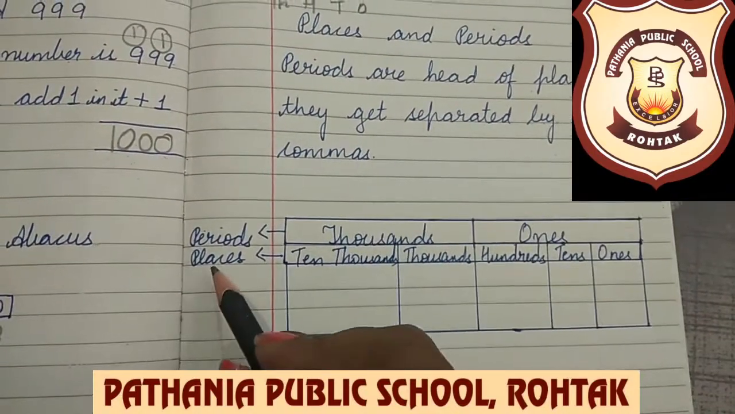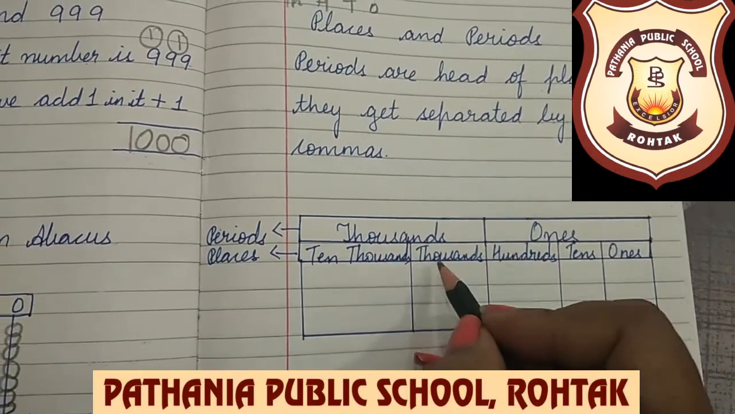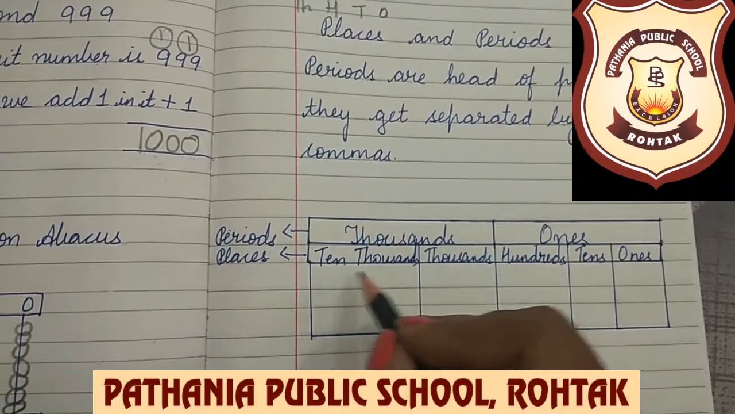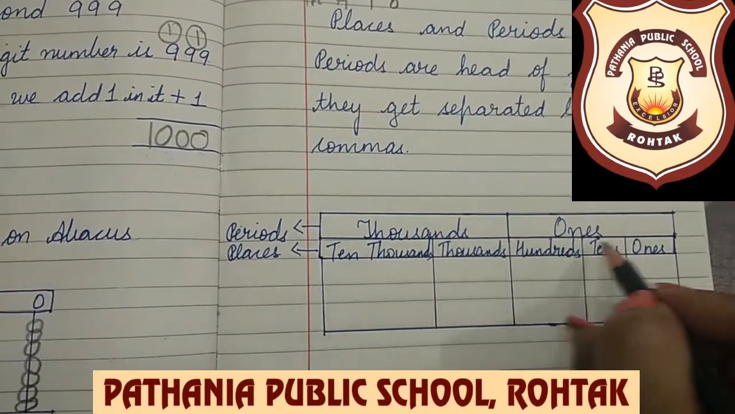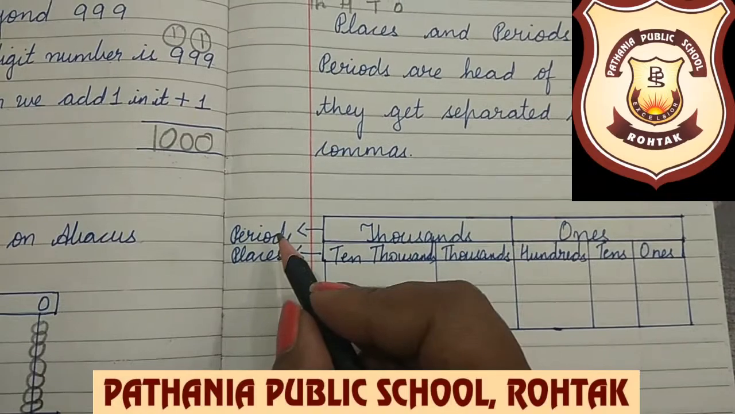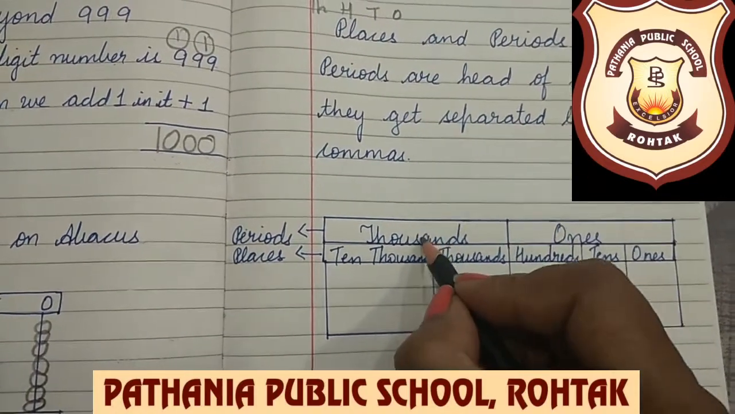See, here I have written places: ones, tens, hundreds, thousands, ten thousands. What are these? These are places. And these places are divided into two periods, which are ones and thousands.